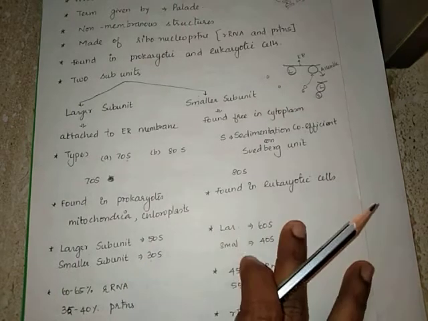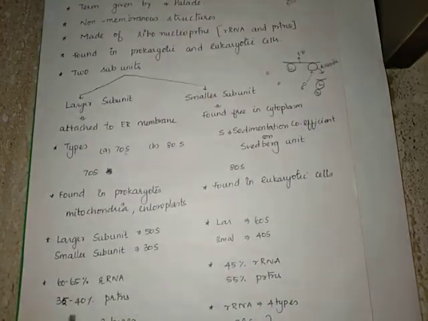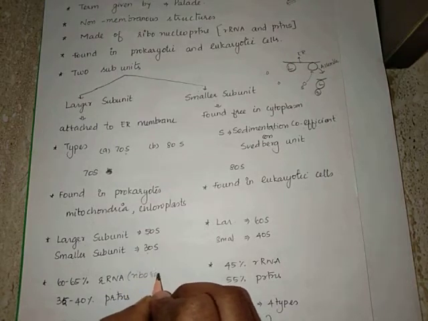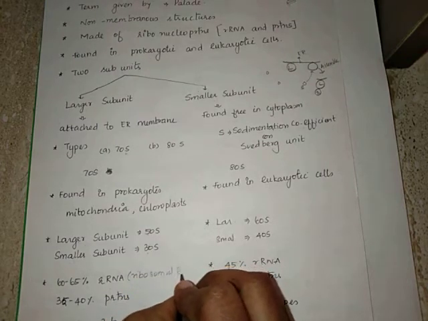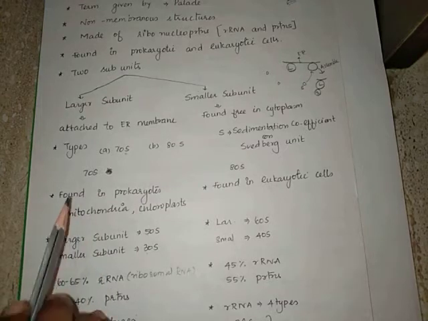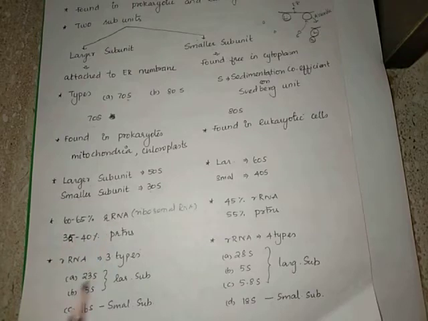And we know they are made of proteins and RNA. So how much protein and how much RNA is there? 60 to 65% is rRNA, and this is ribosomal RNA. So rRNA stands for ribosomal RNA. So 60 to 65% of ribosomal RNA and 35 to 40% of proteins together make up the 70S ribosome. And in this rRNA, there are 3 types of rRNA.